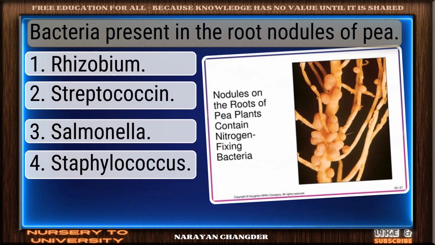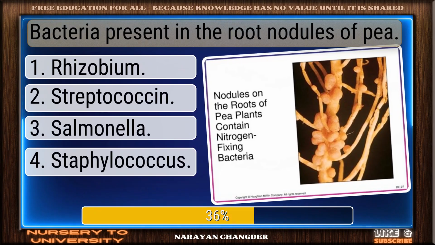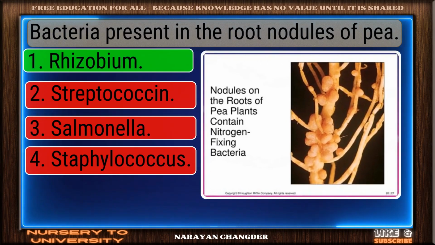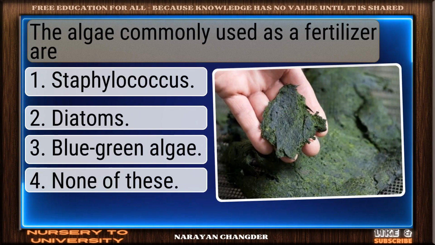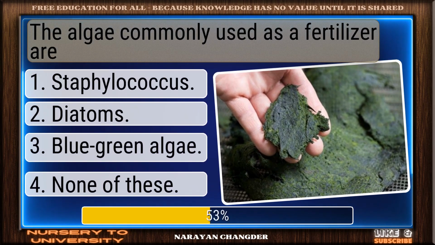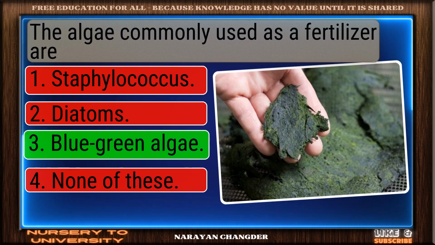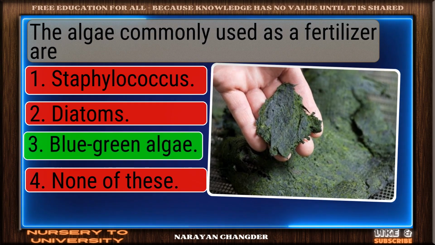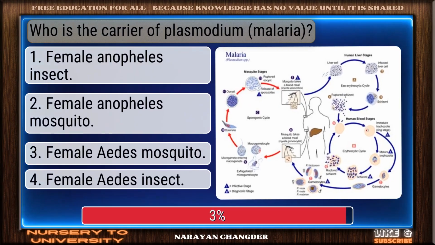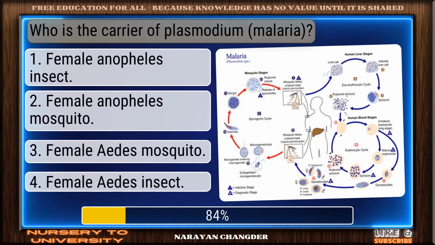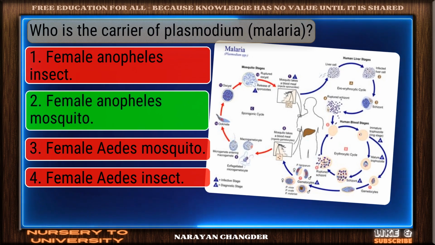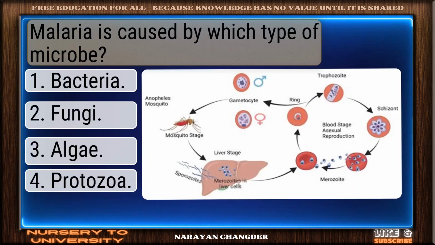Bacteria present in the root nodules of pea. On track. Rhizobium is the correct answer. The algae commonly used as a fertilizer are. You got it. Your choice blue-green algae is right. Who is the carrier of Plasmodium? Valid point. Female Anopheles mosquito is true.